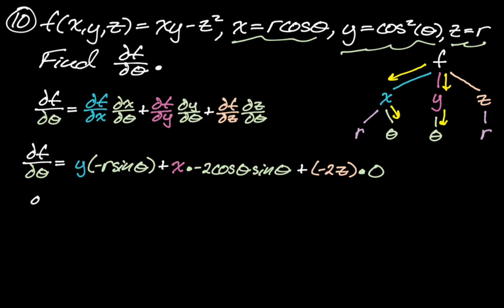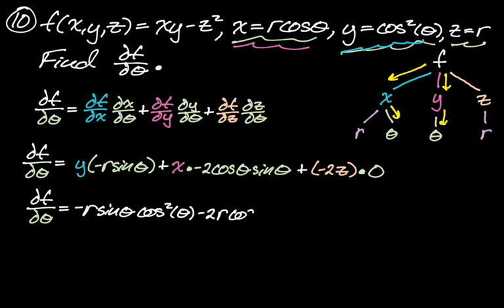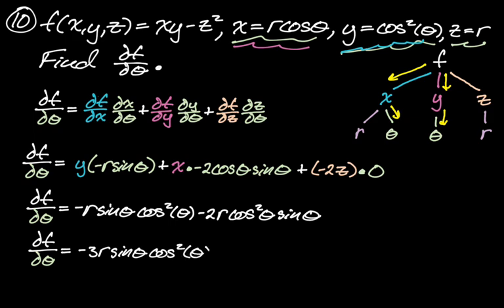All right, so partial f, partial theta. Y is equal to r cosine squared, so we're going to get negative r sine theta cosine squared of theta. X is equal to r cosine, so we're going to get r cosine times negative 2 cosine sine. So we're going to get negative 2r cosine squared sine. And then you get nothing from the negative 2z times 0, obviously. And if we combine, these are actually like terms. So partial f, partial theta is negative 3r sine theta cosine squared of theta.